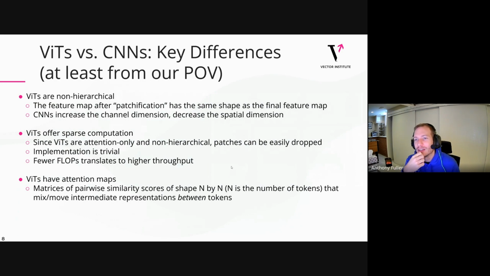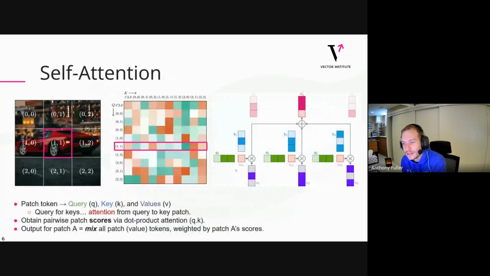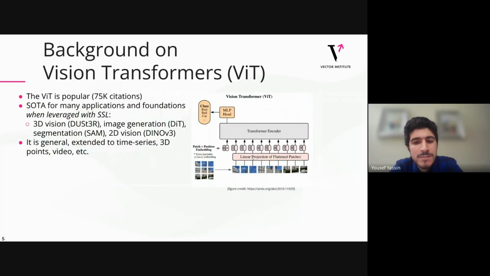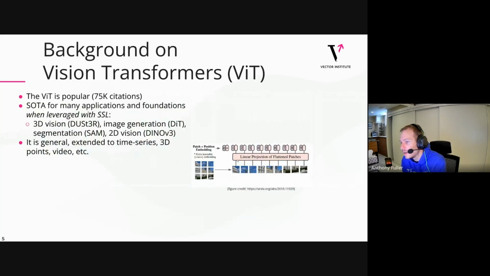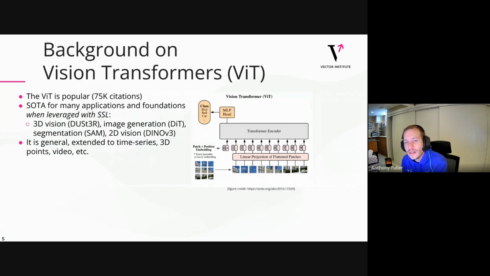Okay, so I guess most people are familiar with CNNs, convolutional neural networks, so let's quickly summarize the key differences. ViTs are non-hierarchical, which means that the feature map after patchification, and I'll go back and say that this stage right here, people call it tokenization or patchification. So this is patchification.